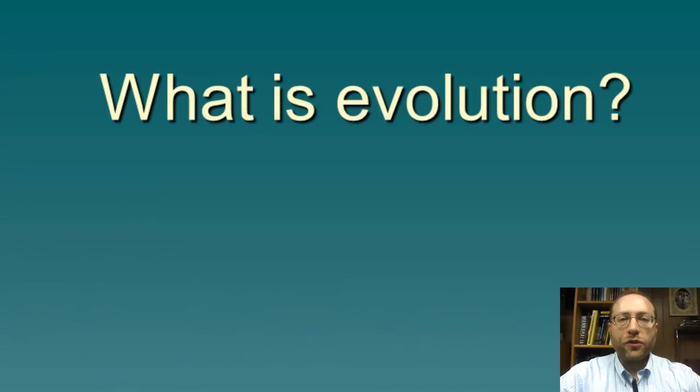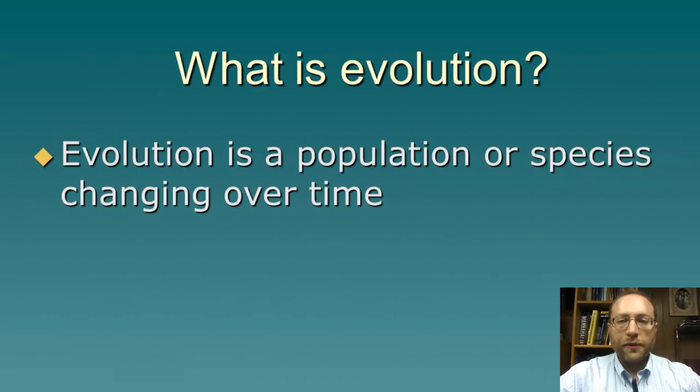So the first thing we have to do is look at exactly what evolution is. A simple definition is that evolution is a population or a species changing over time. Here we're talking about genetic changes. We're not talking about changes that are not heritable.